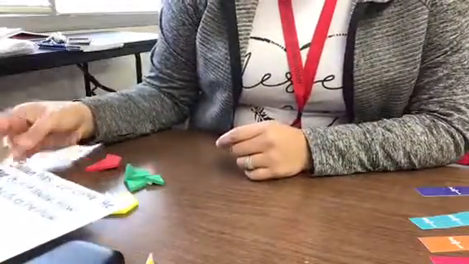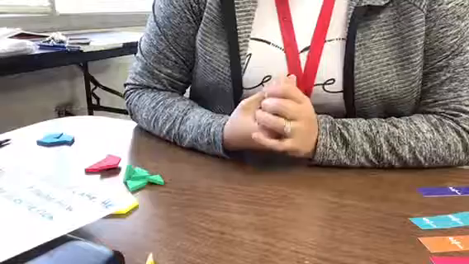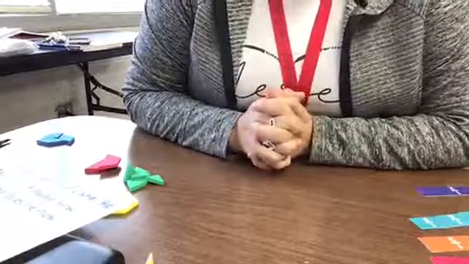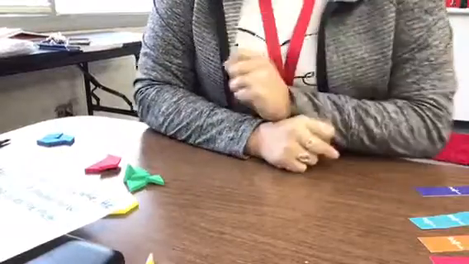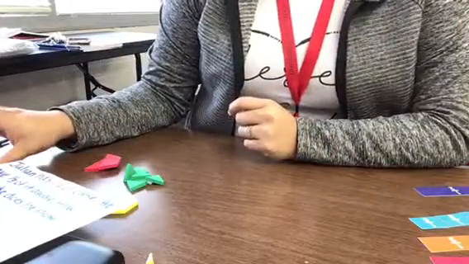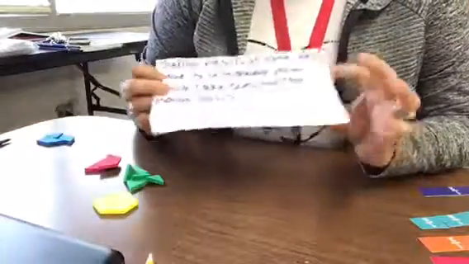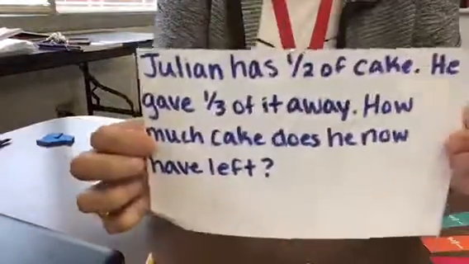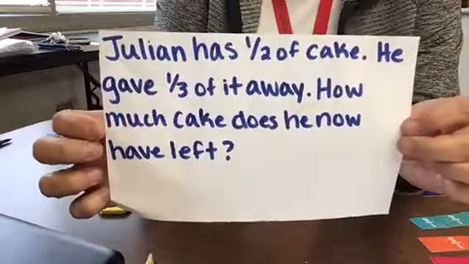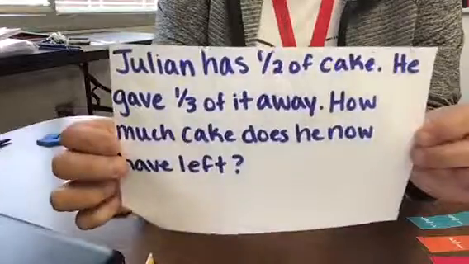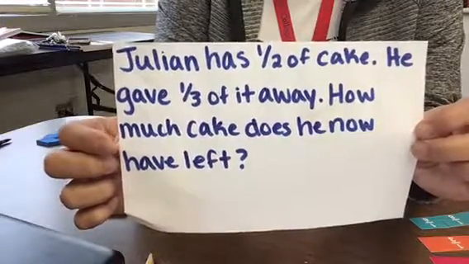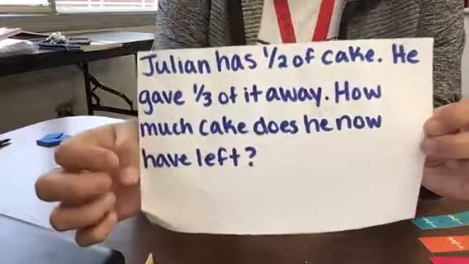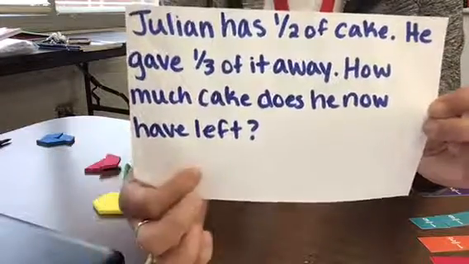Hello. So today we are going to learn how to subtract fractions with unlike denominators. So our word problem is, Julian has half of a cake. He gave 1/3 of it away. How much cake does he now have left?